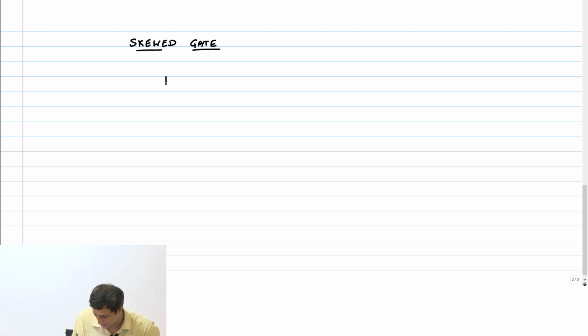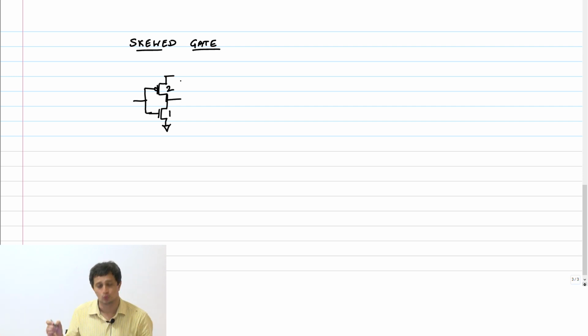So let me now draw the symmetric static CMOS gate, 1, 2. Now let us say I want to favor the rising edge, or no, let me take the other case first. Let's just say I want to favor the falling edge, and therefore I am going to call that a low skew inverter.